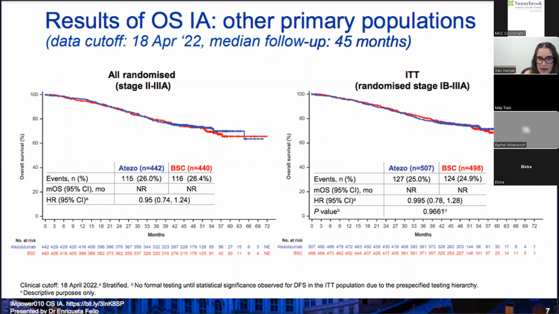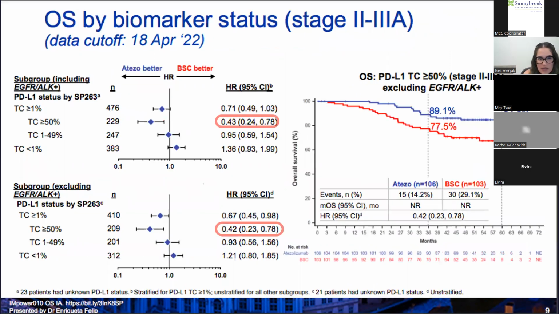In the randomized population, stage 2 to 3A, the hazard ratio was 0.95, which was not statistically significant, and also in the intention-to-treat population. When the overall survival was evaluated by biomarker status in stage 2 to 3A, we see a clinically meaningful, significant benefit in terms of the high expression of PD-L1.